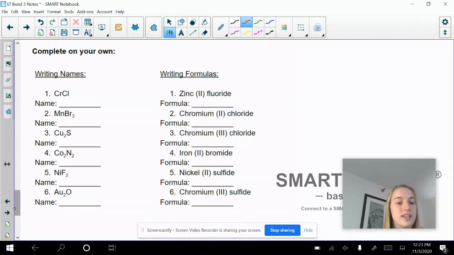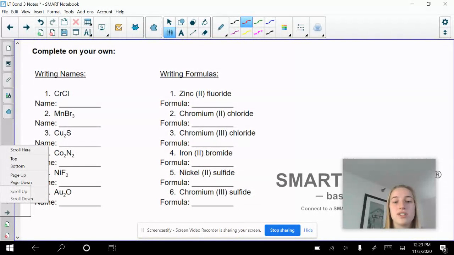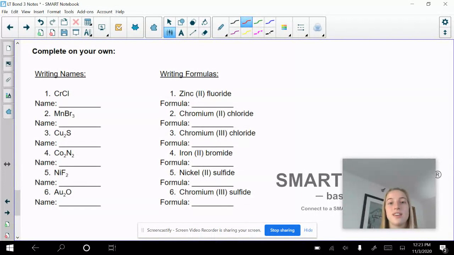So make sure you ask questions. That is our quick run through of multi-charged metals. Make sure you ask me or your teacher questions as you are working on these on your own practice.